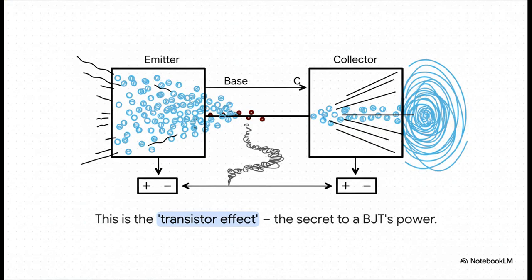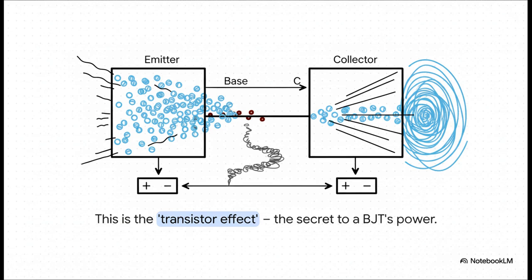And now for the main event, forward active mode. Okay, watch this. We turn on that first junction, the base emitter one, and bam, a flood of electrons gets shot out of the emitter into that super thin base. But here's the trick. Because that base is so thin and barely doped, only a tiny, tiny little trickle of those electrons actually combine there and become base current. The vast majority, they just shoot right across and get sucked up by the collector.